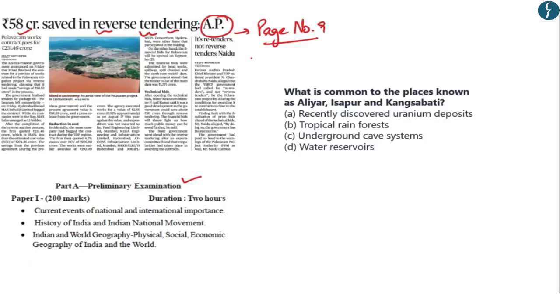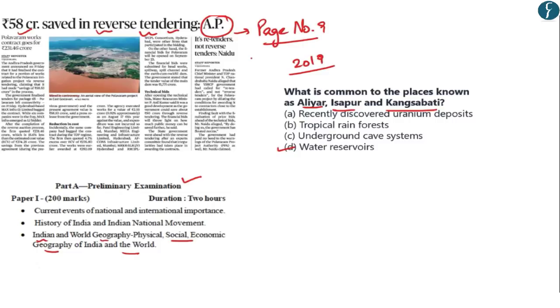We can see that Indian and world geography, physical, social, economic geography of India and the world, this is where this topic would fall. Now, as far as previous year questions are concerned, in the year 2019, you might have seen this question. What is common to the places known as Aliyar, Isapur, and Tangaspati? Now, we already know the answer to this question. The correct answer is option D. And we have seen that this question was there because these reservoirs came into news for various reasons in the last 1 year.